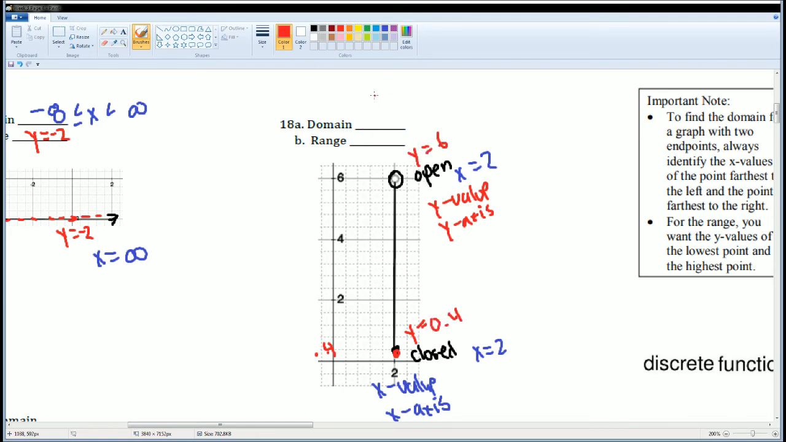Okay. So what is your domain? Look, domain is x equals to 2, right? Your range, your smallest y is what? 0.4. Then you have your six here. Do you see how it's closed here? I wrote it closed here. So it's closed here. It touches the 0.4. It's closed there. It's open here. That's what I mean by open at the 6. Okay.